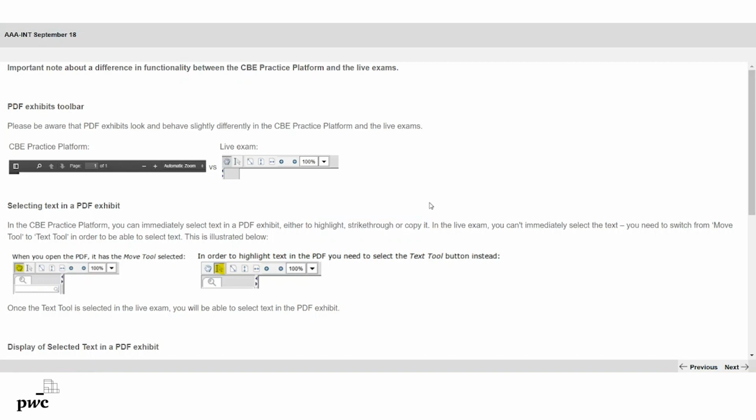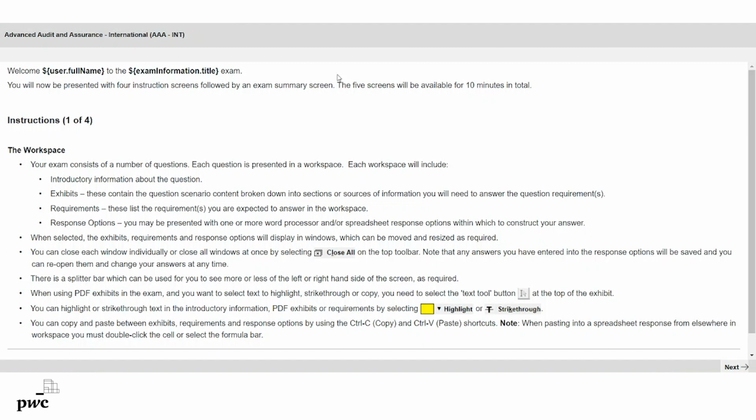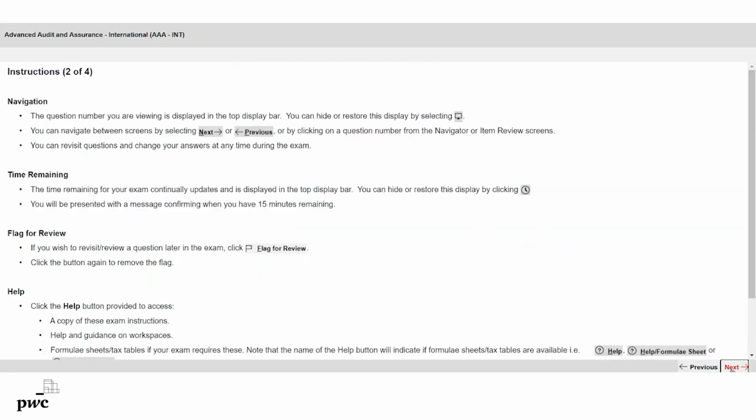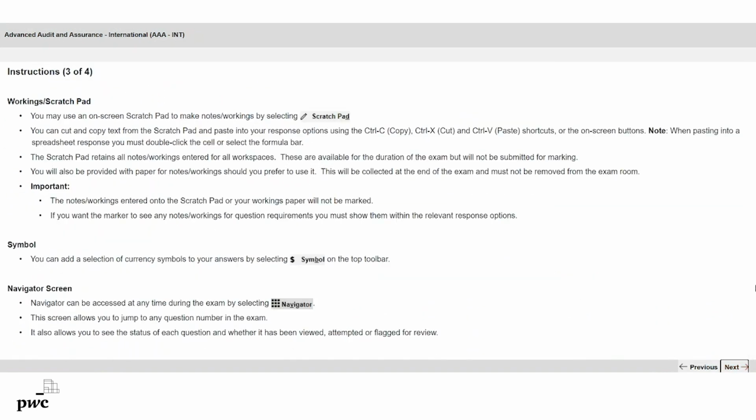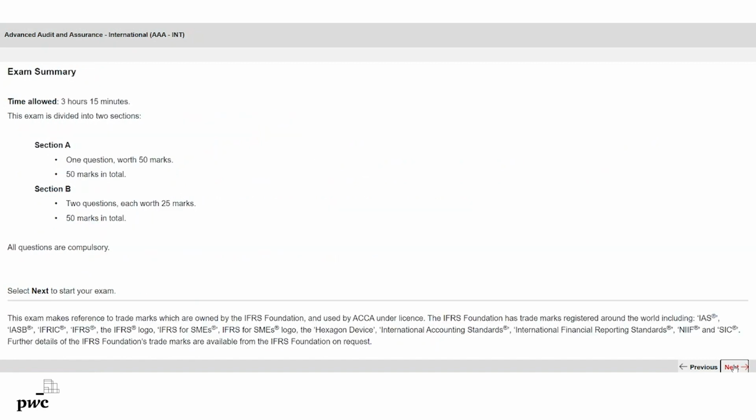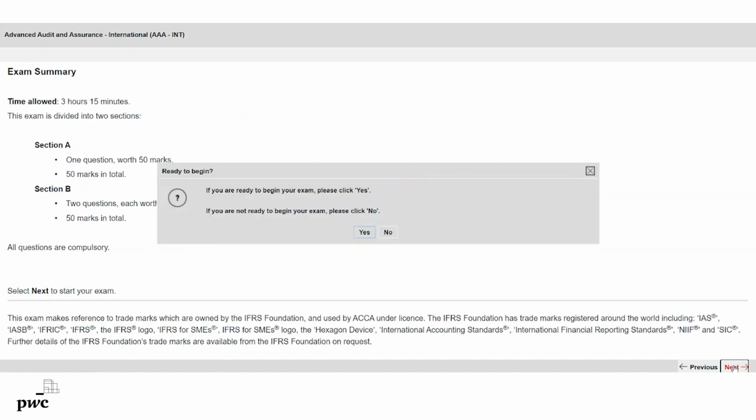So let's now have a look at the computerized March 2020 AAA exam. I am again in the practice platform, and the exam itself starts with 4 pages of instructions. I believe you are already familiar with this from your previous ACCA studies. It would be very good if you read the instructions before you go into the exam so that you do not spend time reading them in the real exam. So I click through these 4 pages and I get to the exam summary.